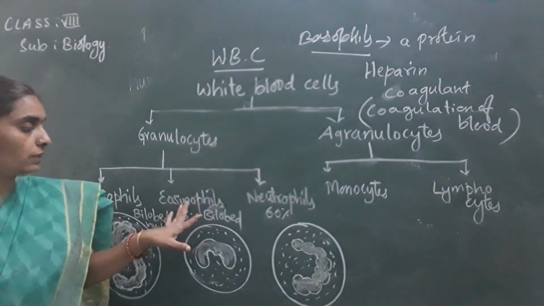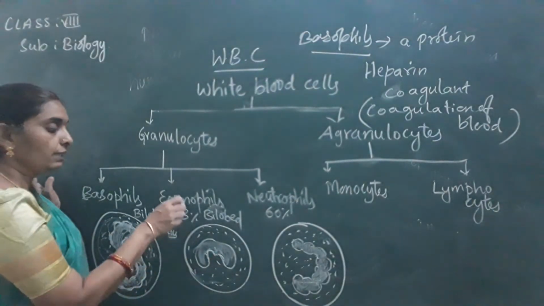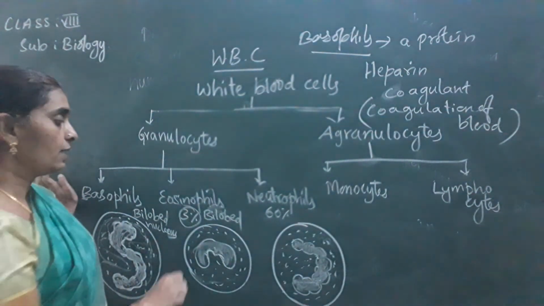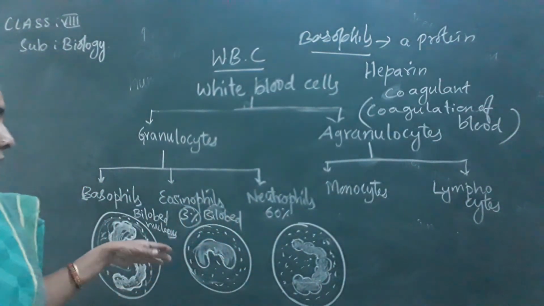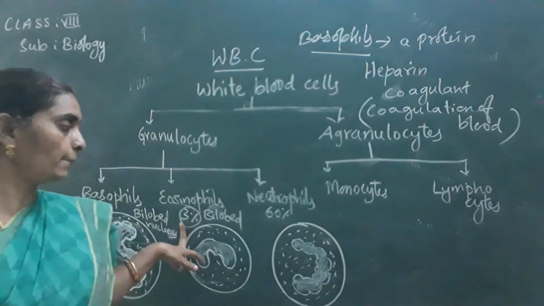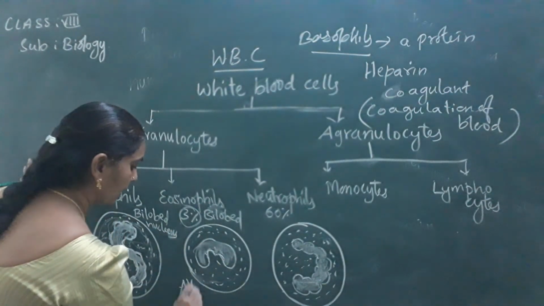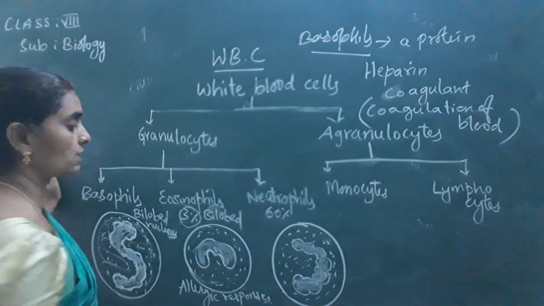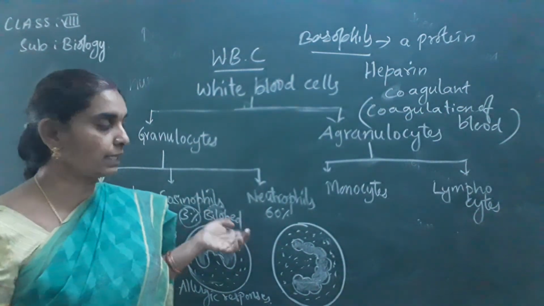Next, the eosinophils. Eosinophils are bilobed, though often they may be trilobed also. About 3% of the cells in our body are eosinophils. These eosinophils cause allergic responses. That is, if the count of eosinophils is high in our body, it leads to allergic responses. That's why, if you are suffering from asthma, the eosinophil count is high.